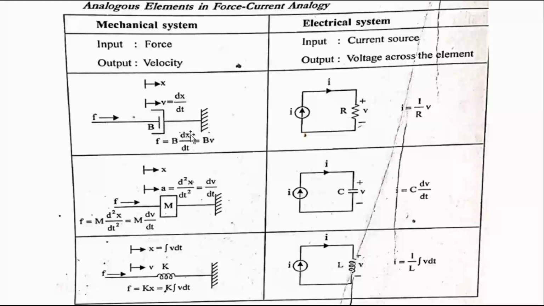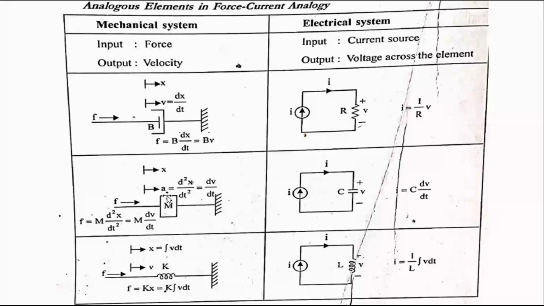In the place of dx divided by dt, substitute velocity. Velocity is the first order differential equation dx divided by dt, substitute V. Then consider the resistance. The current flowing through the resistance formula is 1 by R into V. This V is voltage. Now compare these two equations. These two equations are similar. Here B, here 1 by R. Here velocity, here voltage. These are the analogous terms.